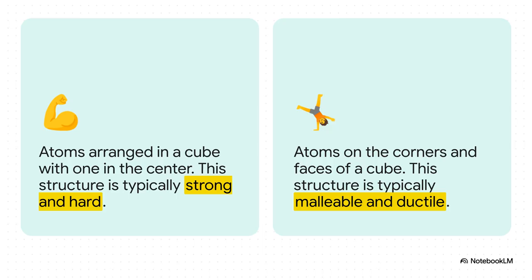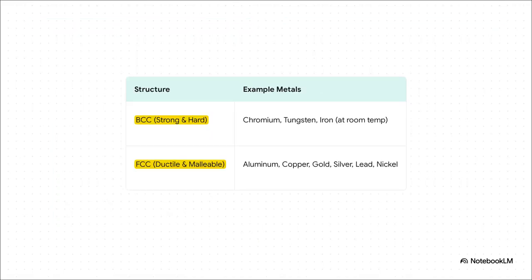The FCC structure, though, is a little more spaced out. It allows layers of atoms to slide past each other, which gives you a metal that's malleable and ductile. And here's the proof. Check it out.